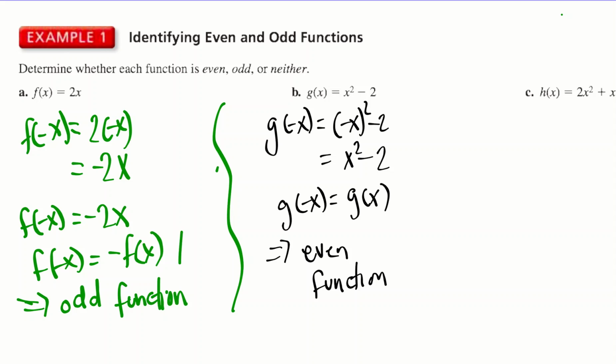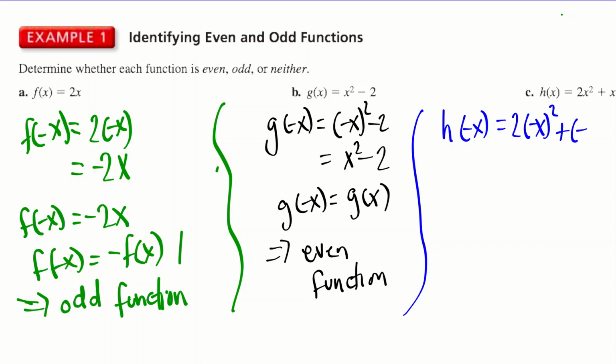Alright, so let's take a look at this last example here. Let's substitute in a negative x. What we end up with is 2 times the quantity negative x squared plus a negative x. Negative x squared gives us 2x squared. Positive times a negative is a negative x.